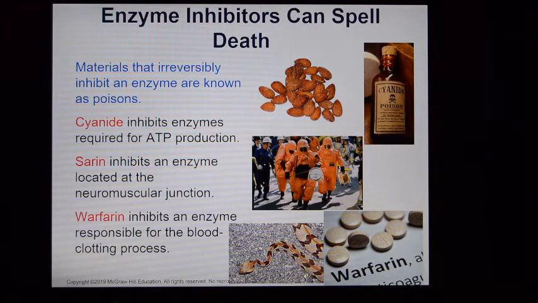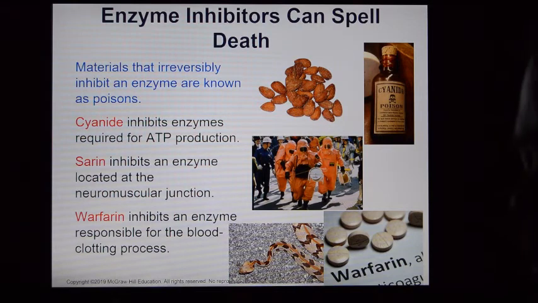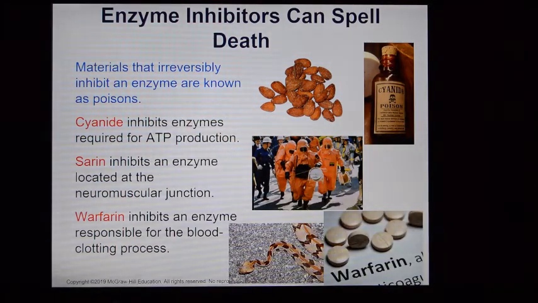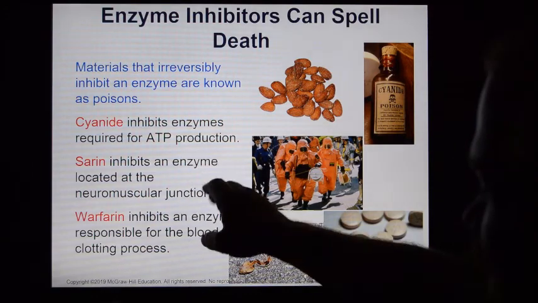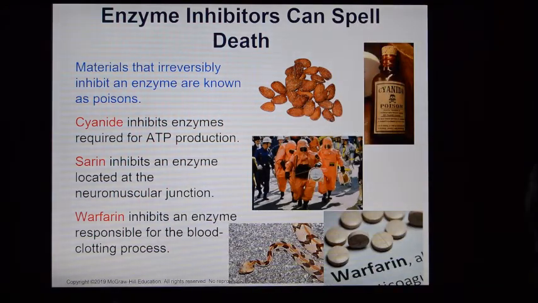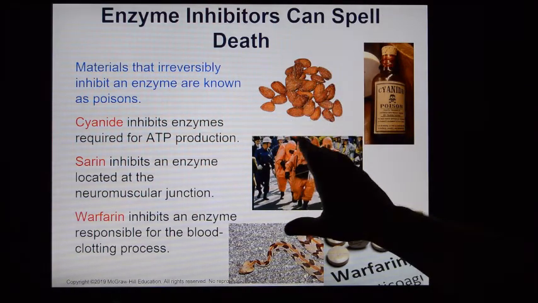All right, let's just keep this simple. Sometimes inhibitors can be a real problem. Sometimes they can bind irreversibly and destroy that enzyme in essence. They make it non-functional forever. It will never ever work again, and these are called poisons. Things that you've heard of, like cyanide, sarin gas, warfarin, sort of famously, are going to be enzyme inhibitors that can literally cause you to die very quickly.